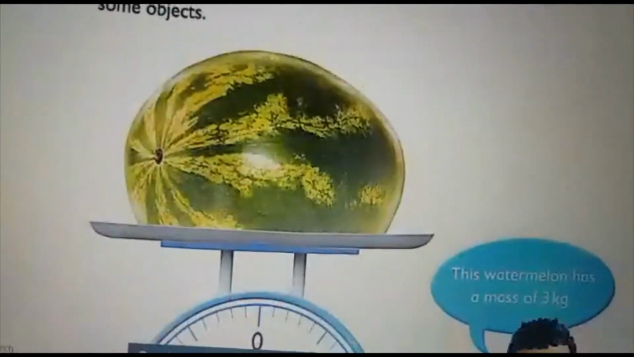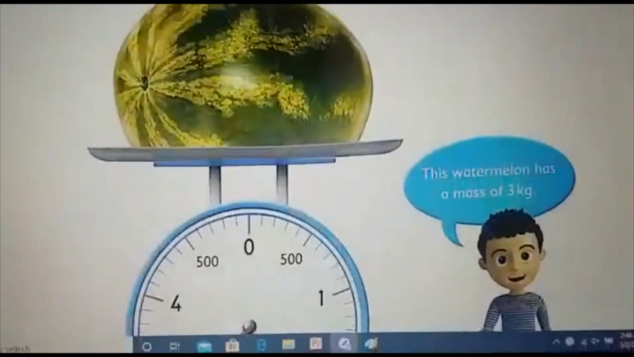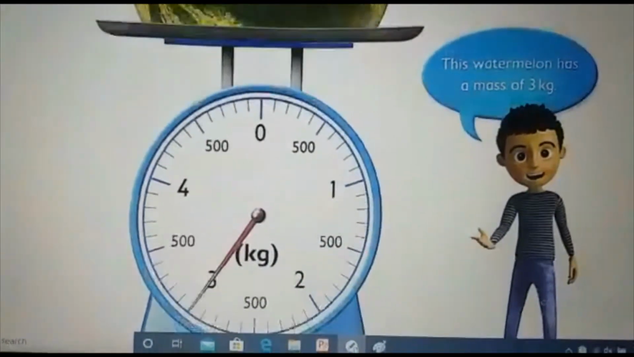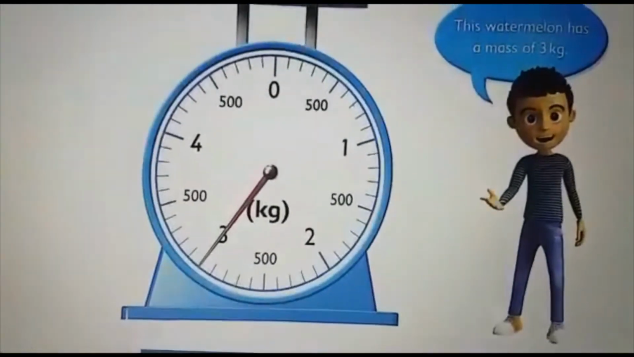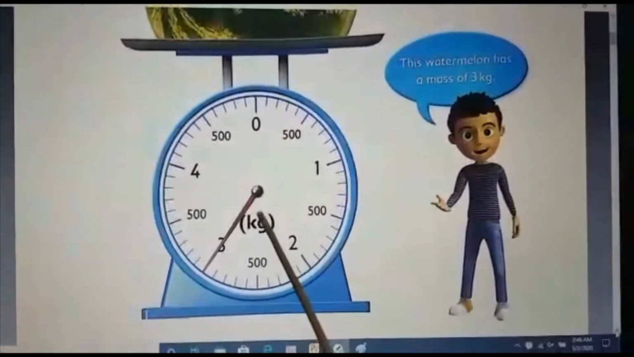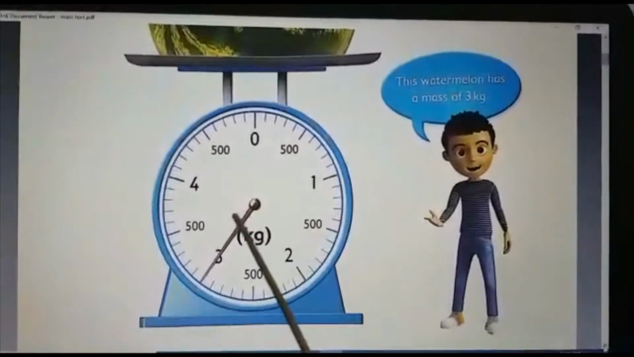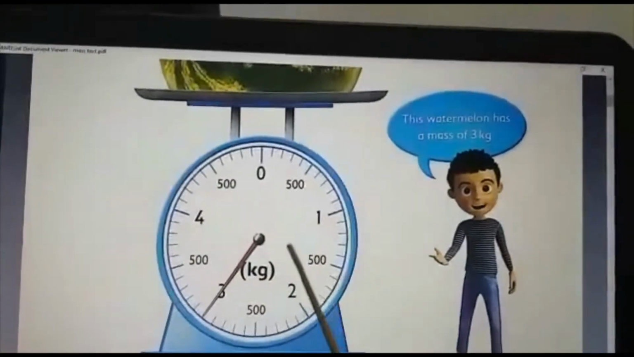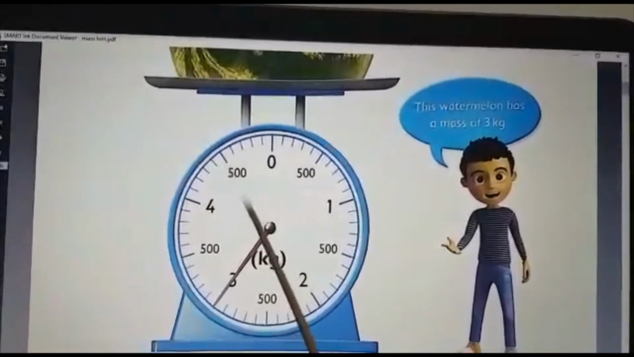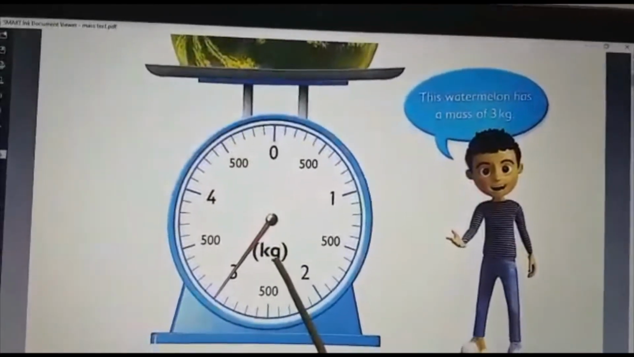See, you can see a watermelon here, okay? And we are weighing the watermelon on a balance. This is called a balance, okay? By looking at this balance, tell me whether it measures kilograms or grams. Is this balance representing gram or kilogram? It is kilogram, it is mentioned here.